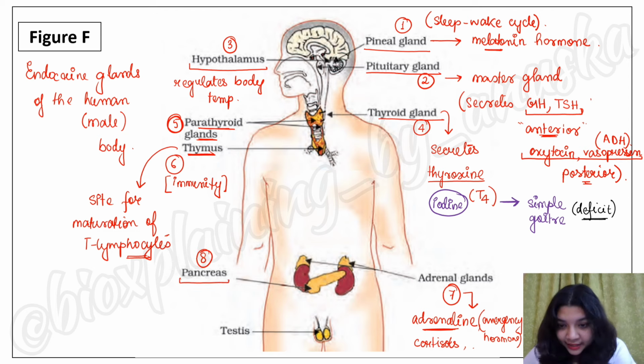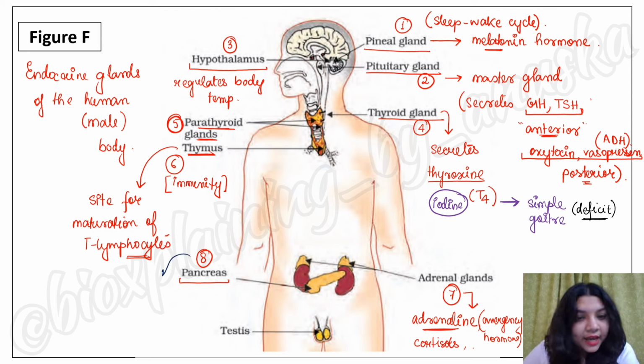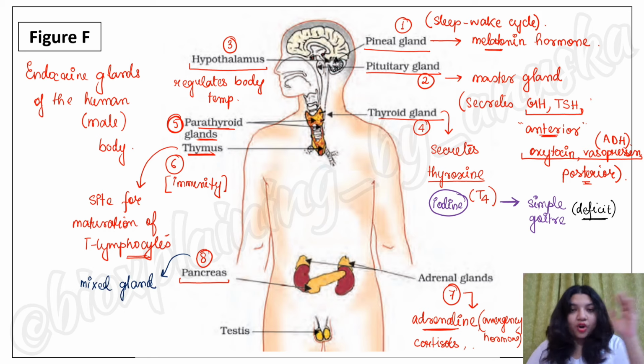Now, the pancreas is a little different than all the others because ये वाला क्या है? This is a mixed gland. Why is the pancreas known as a mixed gland? Because it has both exocrine and endocrine functions. Exocrine function is that it has roles in your digestive system. It secretes the pancreatic juice.